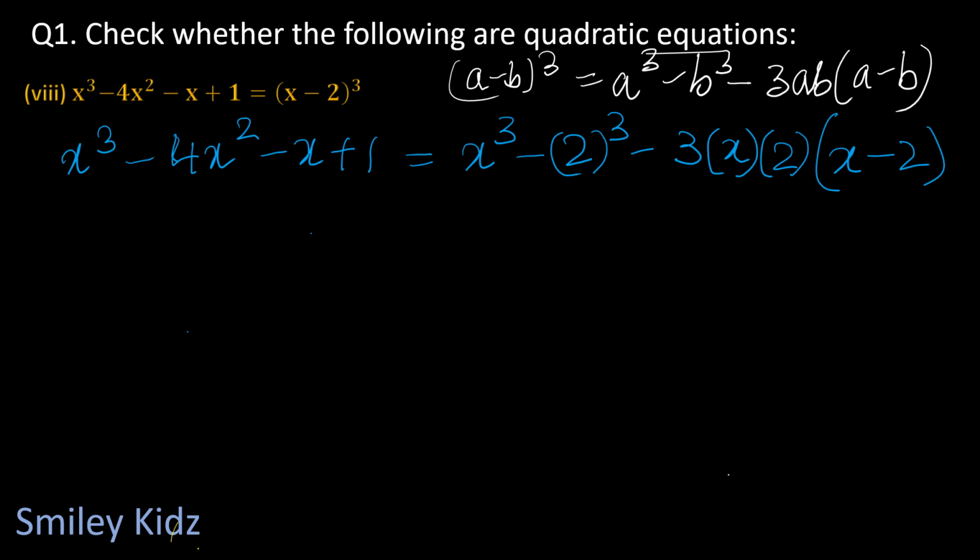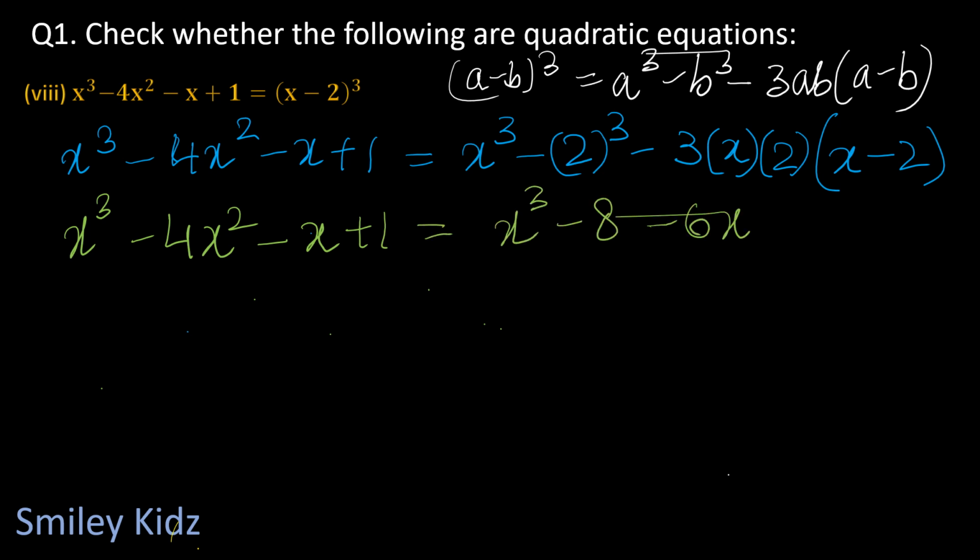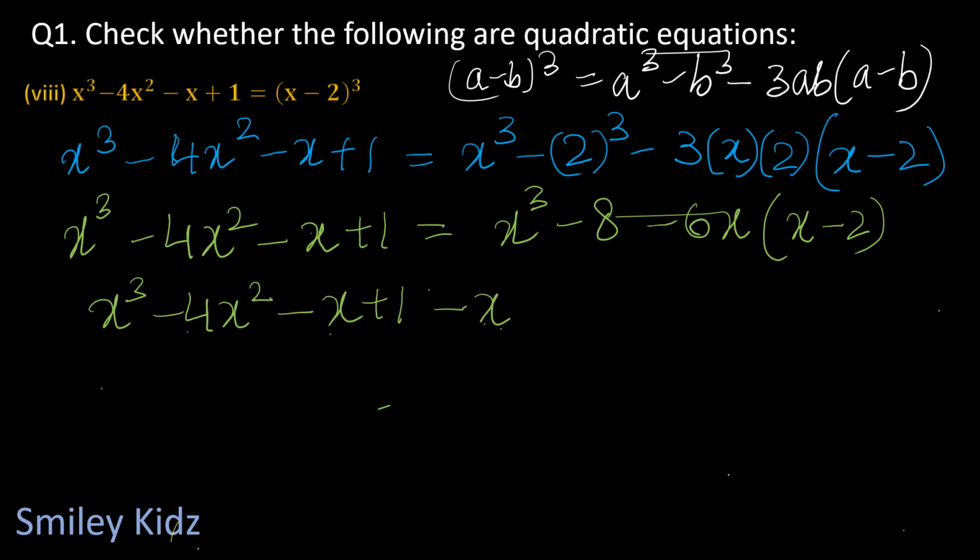Then secondly we have x cube minus 4x square minus x plus 1 is equal to x cube minus 8 minus 6x into x minus 2. Now, x cube minus 4x square minus x plus 1 minus x cube plus 8 is equal to minus 6x into x minus 2. I have just transposed x cube and minus 8 to the other side and their signs got changed. Now on further simplification we get x cube.